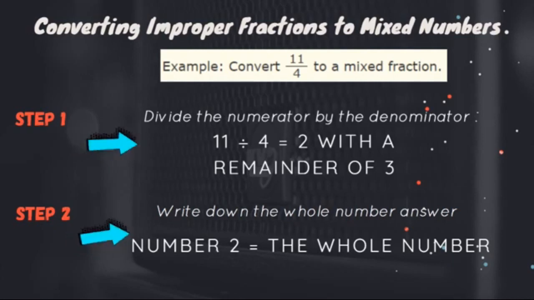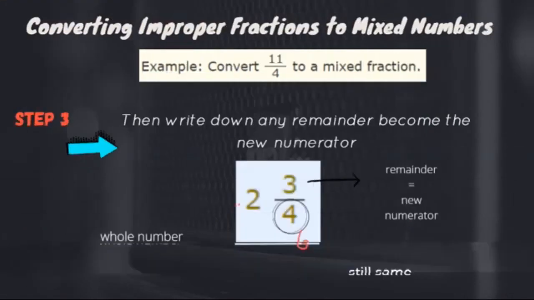Second, write down the whole number answer. That means we need to write number 2 as the whole number. Now, the next part is to find the proper fraction to complete the mixed number. Third, write down the remainder and it becomes the new numerator. That means we need to write the remainder, which is number 3, as the new numerator. So the final answer will be 2 3/4.